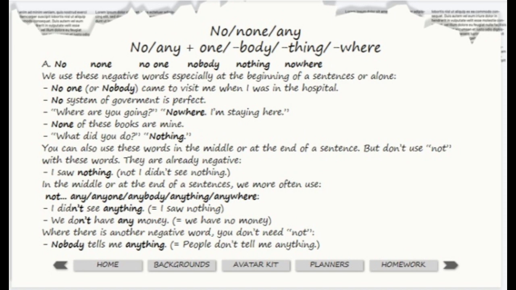So where there is another negative word, you don't need not. For example, nobody tells me anything. It means people don't tell me anything.